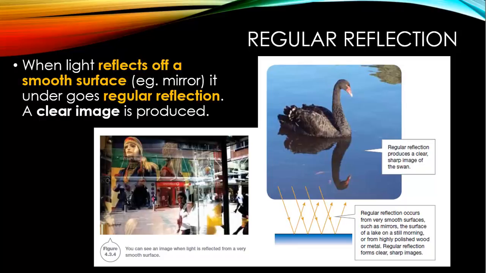The image underneath it, where you've got the lines and the arrows off a surface, we use these lines to represent how light interacts with a particular surface. When light goes in at the same angle and bounces off at the same angle, we call this regular reflection.